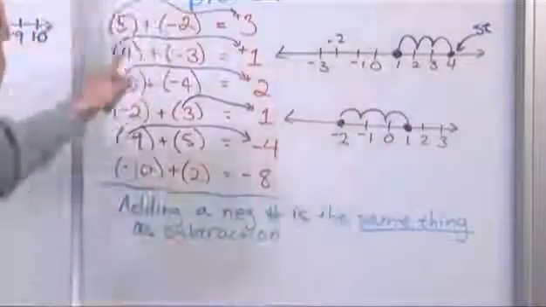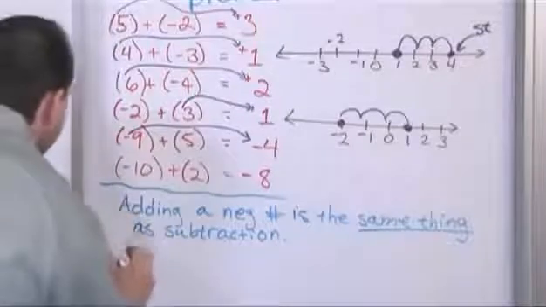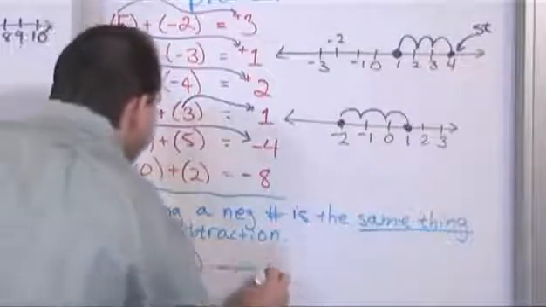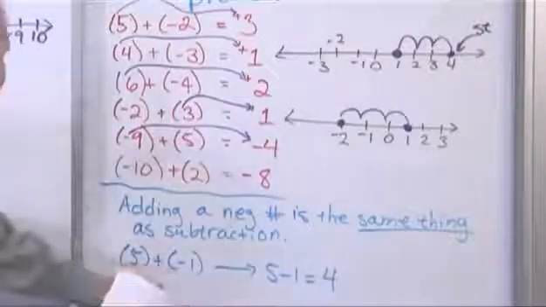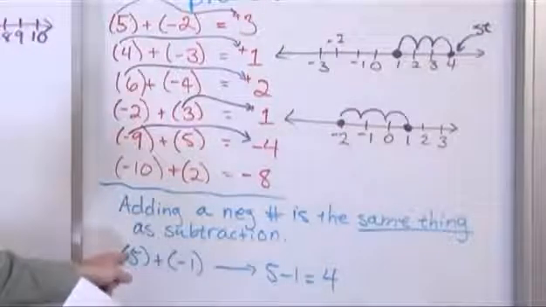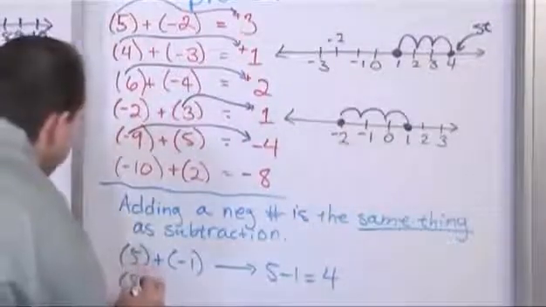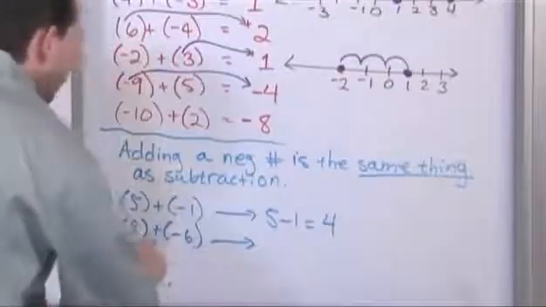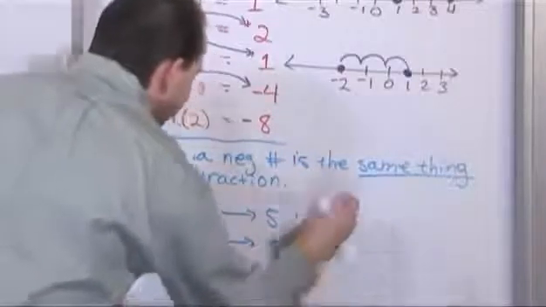All I'm trying to say is that when you write these things like this, it ends up doing the same thing as subtraction. So for instance, let's say you had 5 plus negative 1. This is exactly the same thing as 5 minus 1, which is 4. And you would get the same answer the way I told you. I said subtract the numbers, that would give you a 4, and the sign comes from the bigger absolute value, positive, right? What if you had 8 plus negative 6? This is exactly the same thing as 8 minus 6, and that's going to give you a 2.